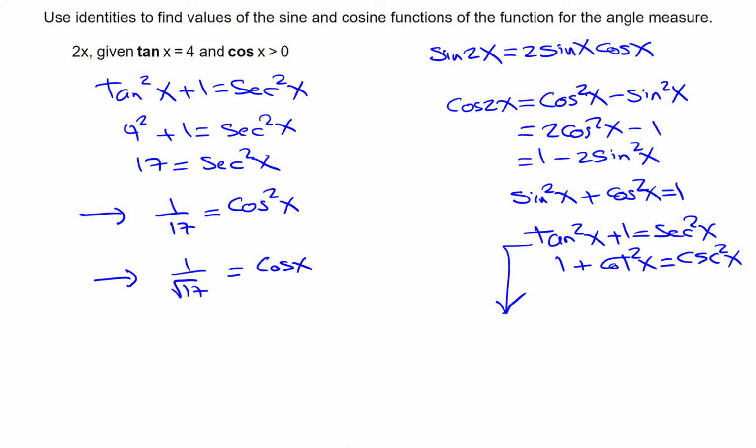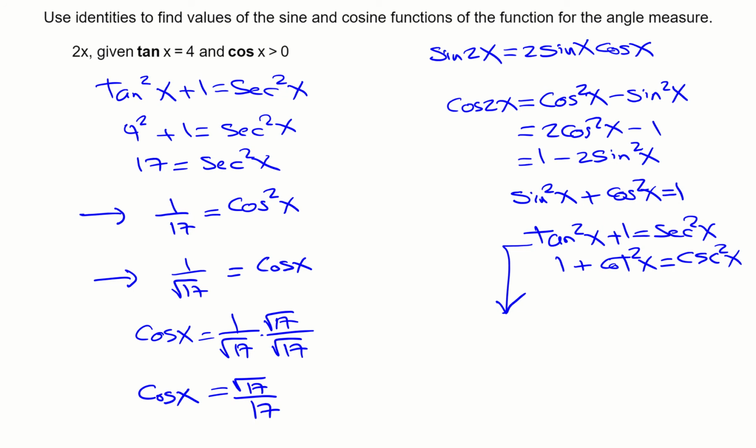So notice that if cosine of x is 1 over square root of 17, we usually like to rationalize that by multiplying by square root of 17 over square root of 17. So we end up with cosine x equals square root of 17 over 17. Now, at this point, we know the tangent and we know the cosine. So finding the sine should be easy, because that's one of our main identities.